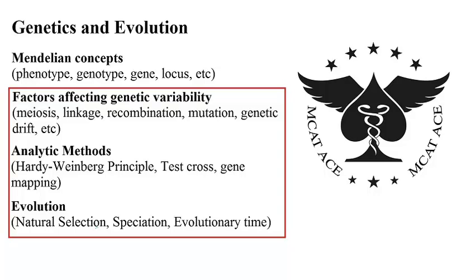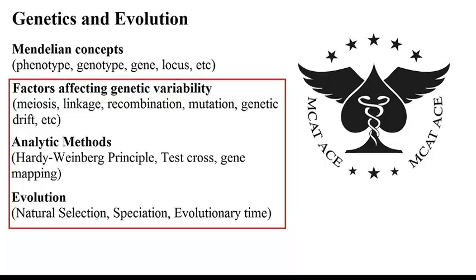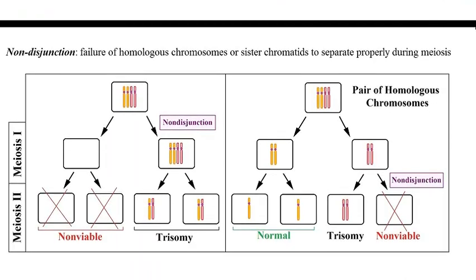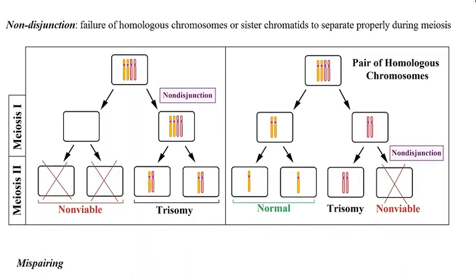So continuing on with factors that can affect genetic variability. One other factor that can cause genetic variability in offspring is error during meiosis, and this type of error that is referred to as non-disjunction is from failure of either the homologous chromosomes or the sister chromatids to separate properly from each other during meiosis.